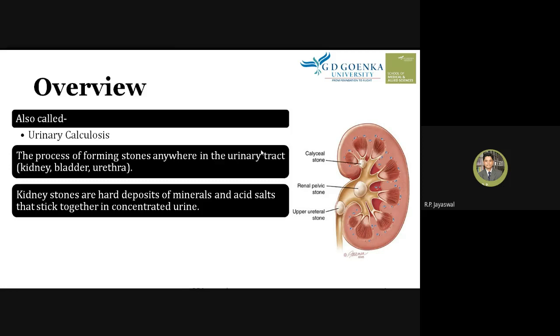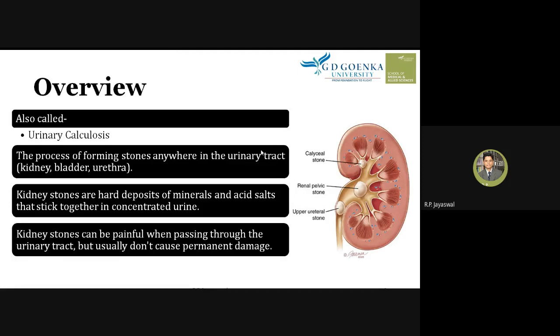If it is deposited in the kidney, we call it a kidney stone. If it is deposited in the ureter region, like the upper ureter, it can be an upper ureteral stone. If the deposits are in the renal pelvic region, we call it a renal pelvic stone, right? Kidney stones can be painful when passing through the urinary tract.